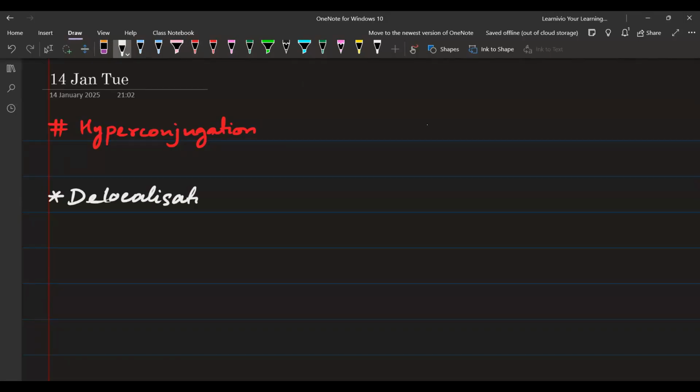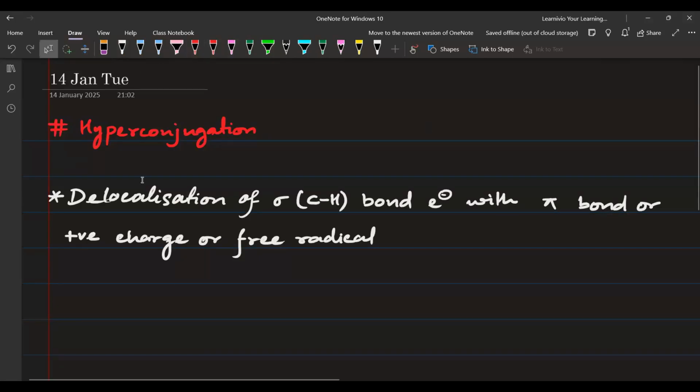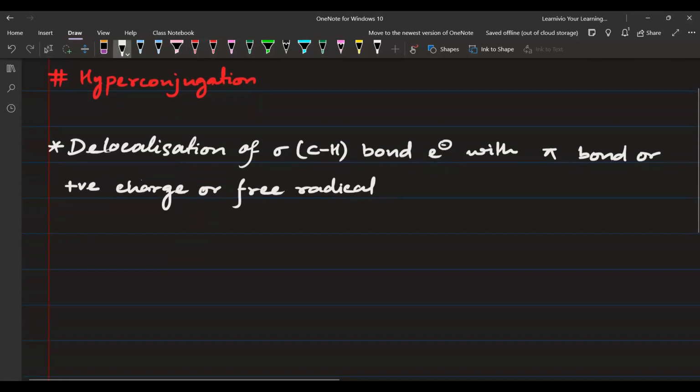Delocalization of sigma, that is CH bond, CH bond electron with pi bond or positive charge or free radical. Delocalization with these three is what is known as hyperconjugation. Now, how everything happens that we will explain, but these are a few things that you should just know. What is hyperconjugation? Delocalization of CH bond, sigma bond with pi or positive or free radical.